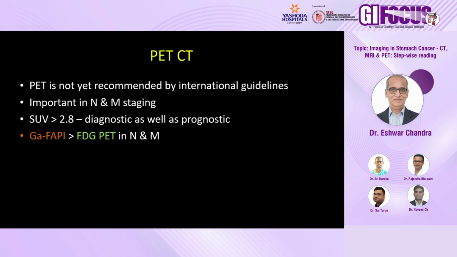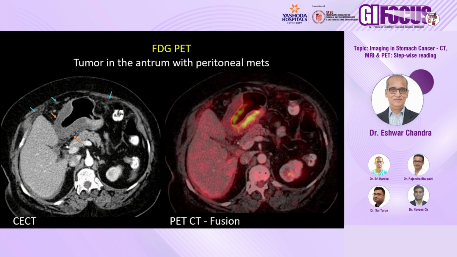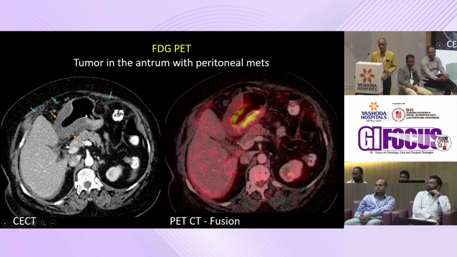We usually perform an FDG-PET, but you have a new marker now, which is available here as well, the Gallium FAPI scan, which has been found to be better than an FDG-PET, especially for mucinous and signet-ring cancers or poorly differentiated cancers. So one example of where this would be useful is in detecting metastasis here.